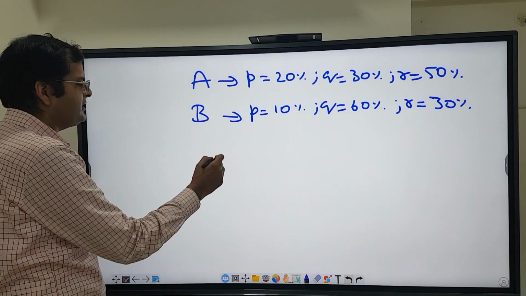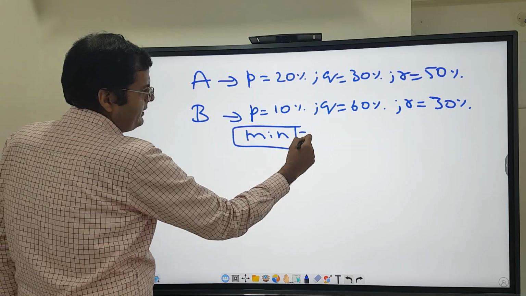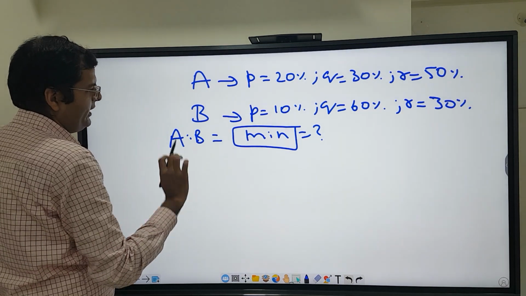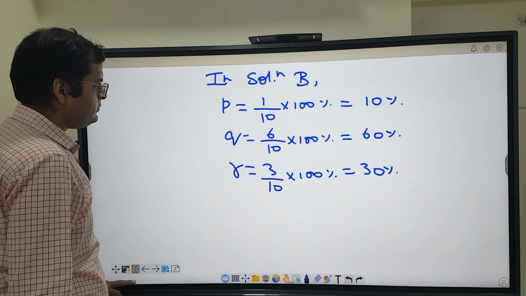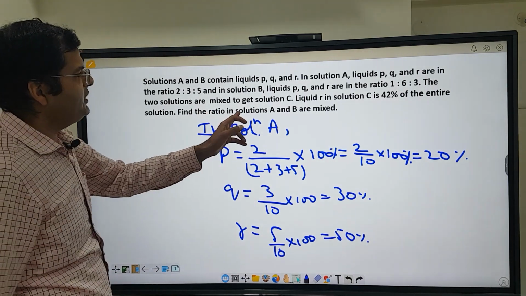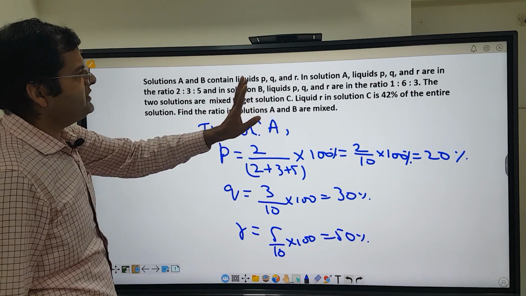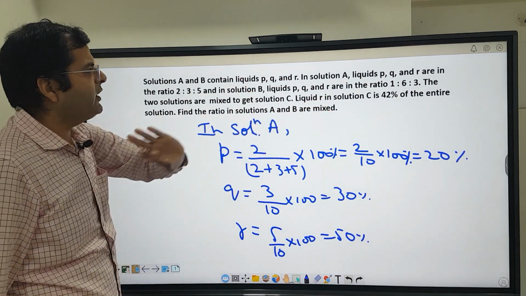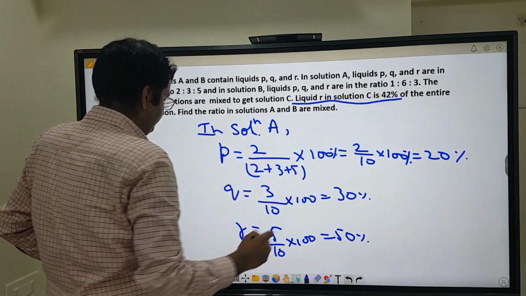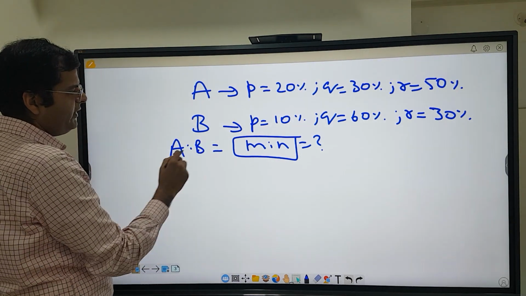Now A and B are mixed in some ratio. Let that ratio be M:N. We have to find this ratio, M:N. So A is to B is equal to M:N. That's what we have to find. A and B are mixed in a certain ratio, and we have to find that ratio. They are mixed to get solution C. After mixing, the liquid R in C is 42%. So liquid R over here in C.